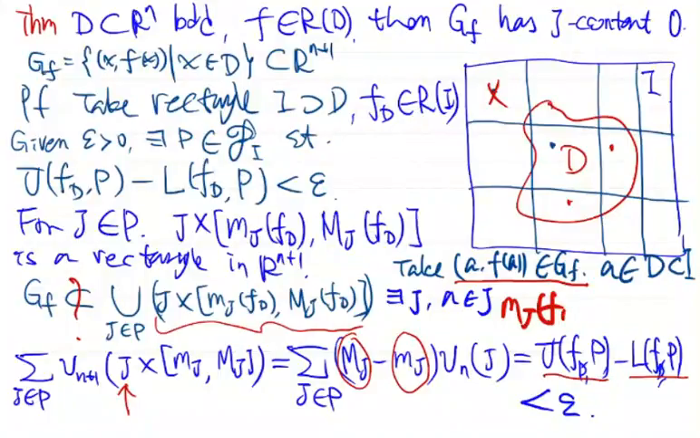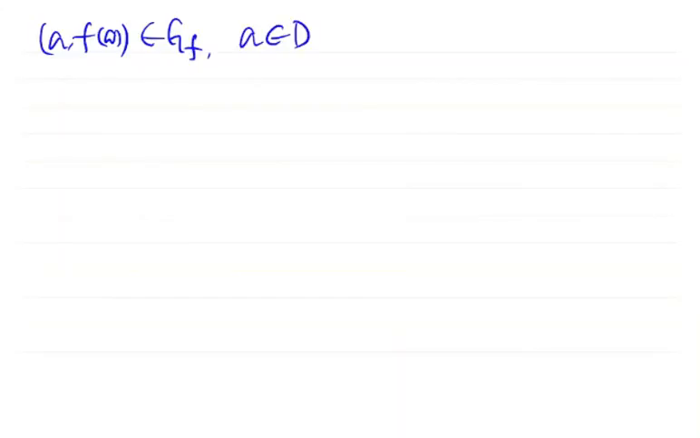I have no place to write. Maybe I don't know whether I should go to the next page. Okay, I go to the next page. So I'm sorry, there's no picture here. So to prove that, we take a point A from the graph, then A is contained in D, and D is a subset of I.